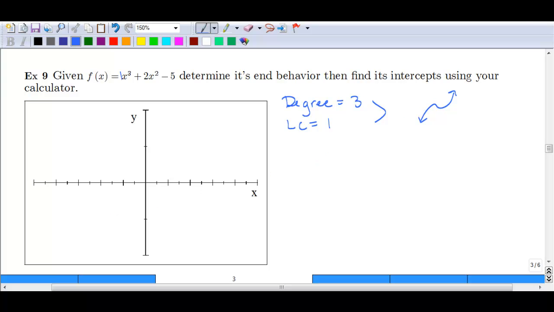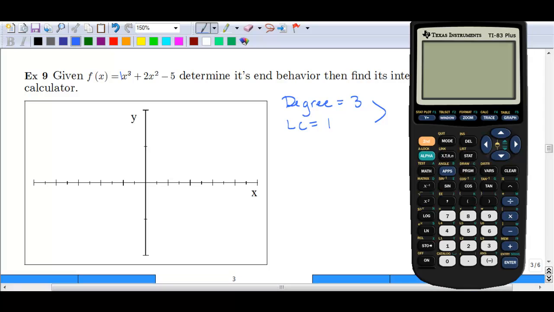So go ahead and get your calculator out. And we're going to graph this function. So we'll go to y equals x cubed plus 2x squared minus 5. And we graph this. And you'll see here we only end up with one real root. We'll talk about what this means in the next section as far as finding our imaginary roots, but in this case we only have one place where it crosses the x-axis, and that's here.